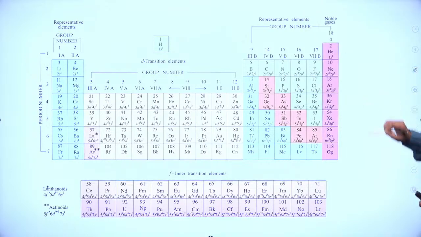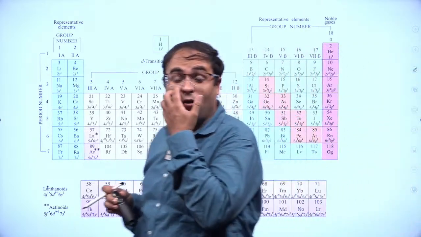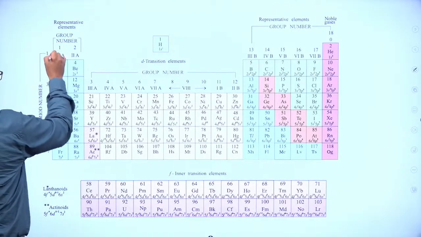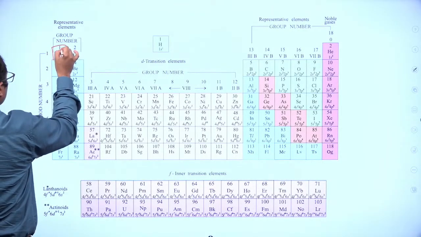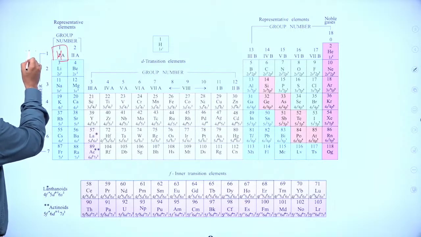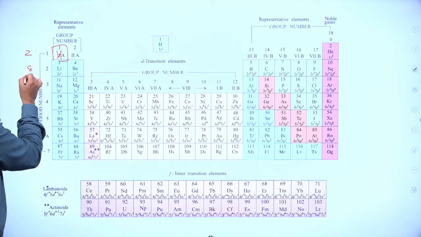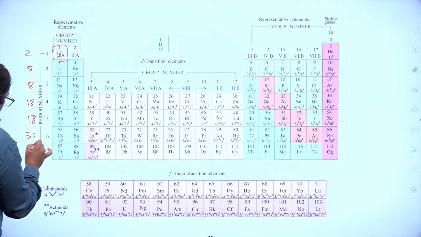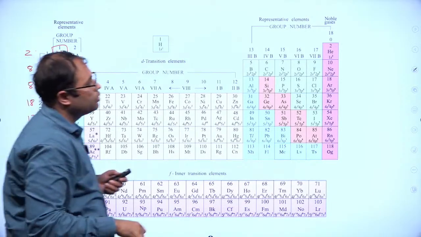The quick hack is to get the atomic numbers. How will you get the atomic numbers? So here, just put hydrogen 1. So put the numbers 2, 8, 8, 18, 18, 32, 32, right?